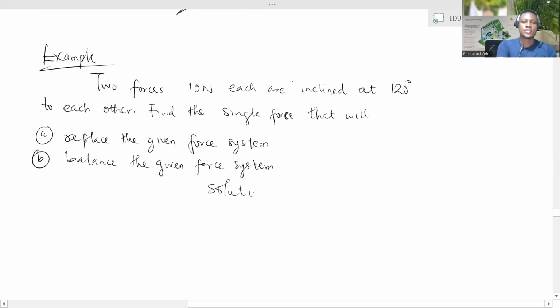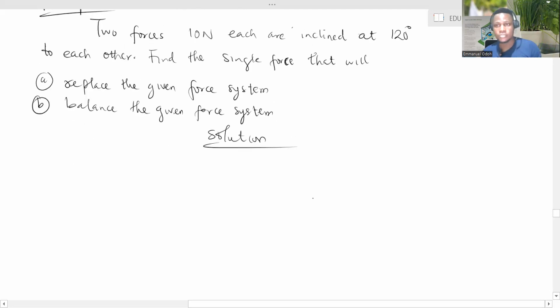Okay, so let's solve this problem. One best strategy is to draw the force diagram of the problem. So we have two forces, 10 Newton each, inclined at 120 degrees to each other. So this is 120 degrees to each other. Find the single force that will replace the given force system.